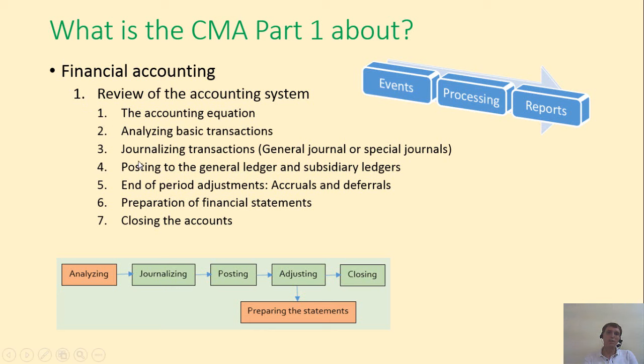Next, I'm going to talk about how these transactions are journalized, and that is recorded in the general journal or special journals, and then how they are posted to the general ledger and subsidiary ledgers. Then I'm going to talk about end of period adjustments, including accruals and deferrals of expenses and revenues, and then the preparation of the financial statements and the closing of the accounts. Okay, so here we're going to have a review of the basic steps of the accounting function.